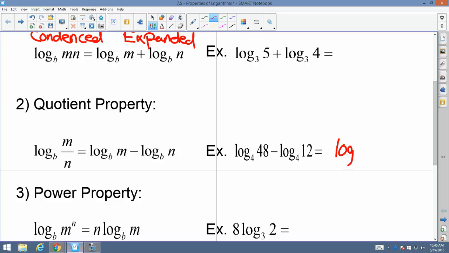So, for example, log base 4 of 48 minus log base 4 of 12 gives me the log base 4 of 48 over 12, which equals the log base 4 of 4, which equals 1. Because log base 4 of 4 equals 1.